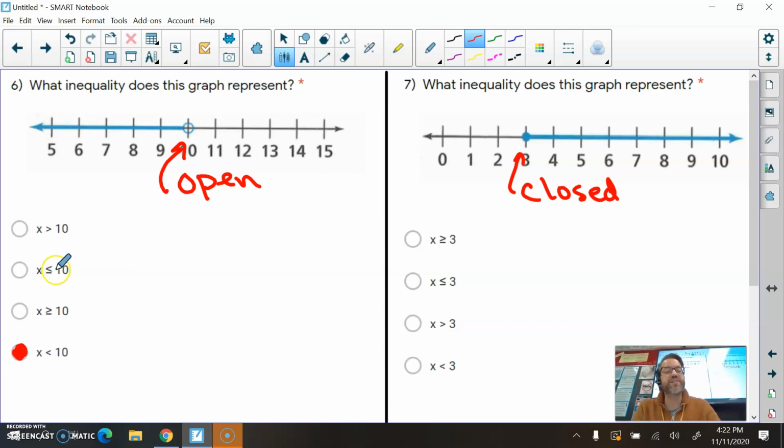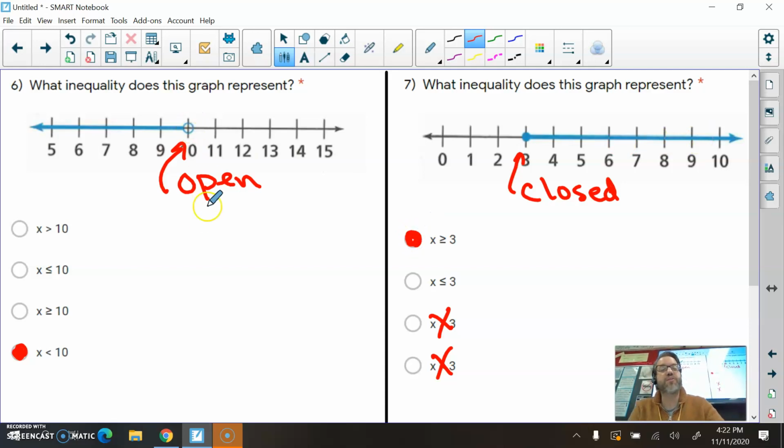Okay, it's not less than or equal to. If we wanted equal to involved here, we would fill in that circle to make it equal to it. This one, though, with the closed circle tells me it's equal to 3, so I know it can't be greater or less because equal has to be part of it. It's equal to 3 and everything greater than 3. So x is greater than or equal to 3.